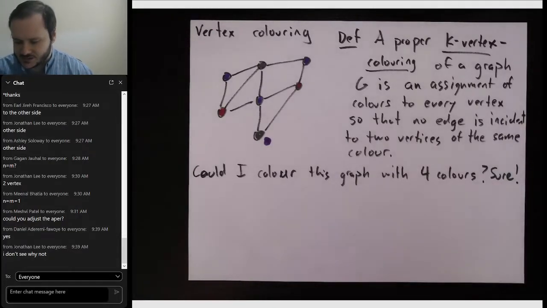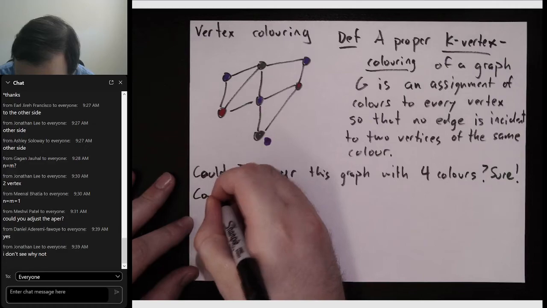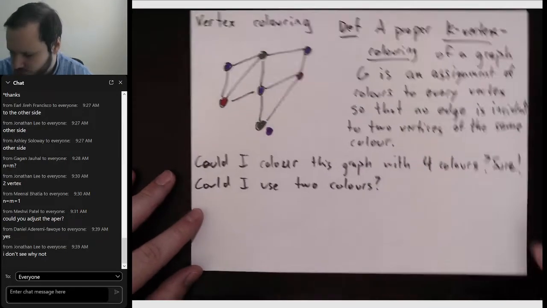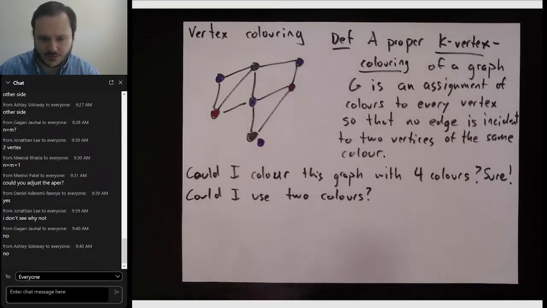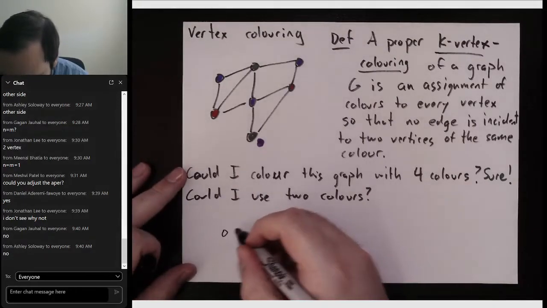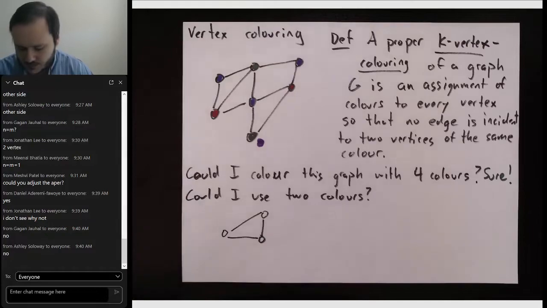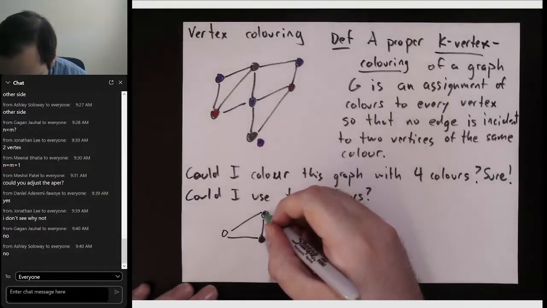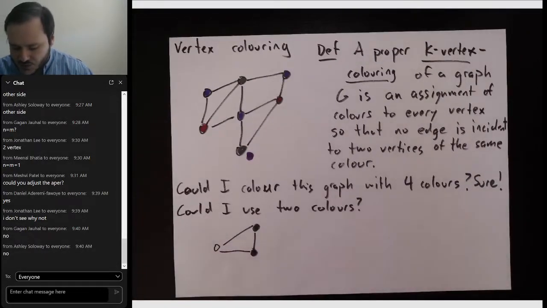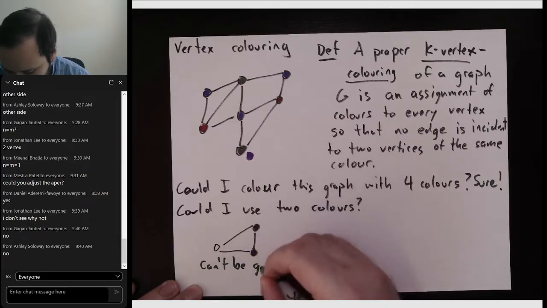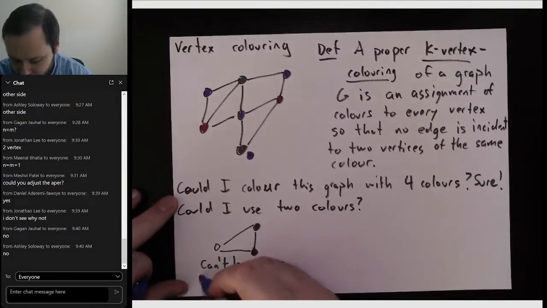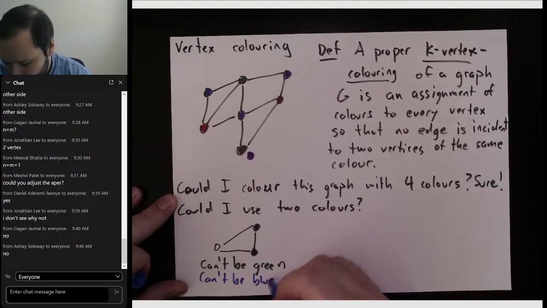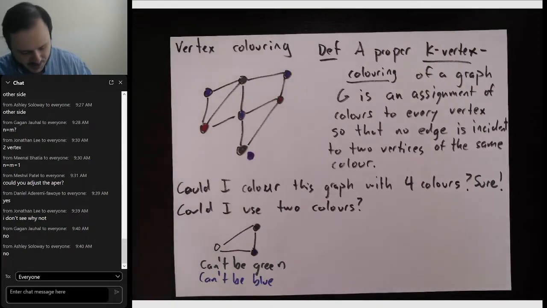Could I properly color this graph using two colors? No. There's a problem. If I just focus on this triangle bit, if this vertex is blue and this vertex is green, there's no color left. This can't be blue, can't be green. I need a third color. No, two colors is not enough.